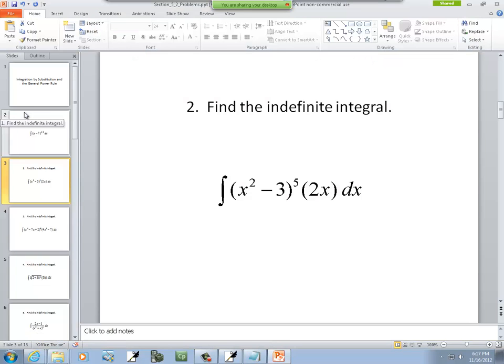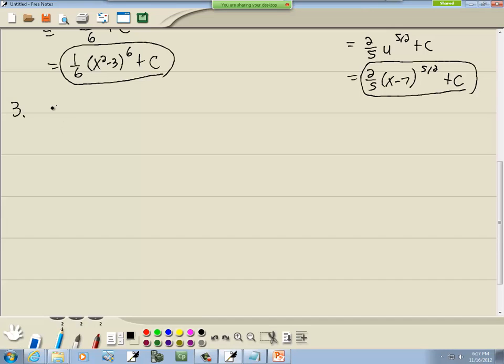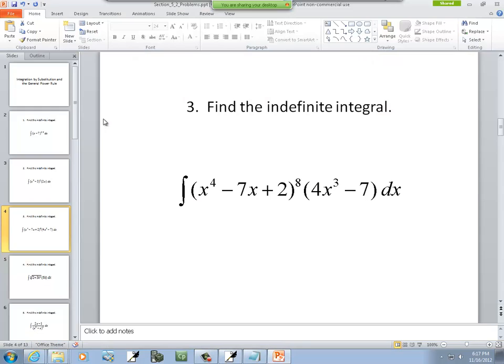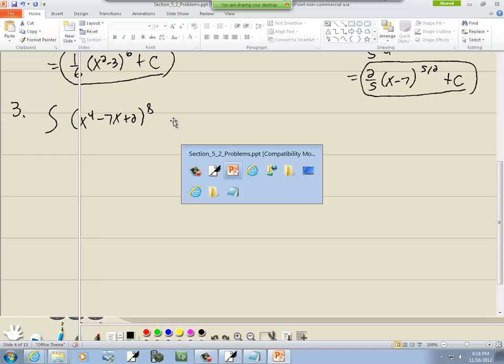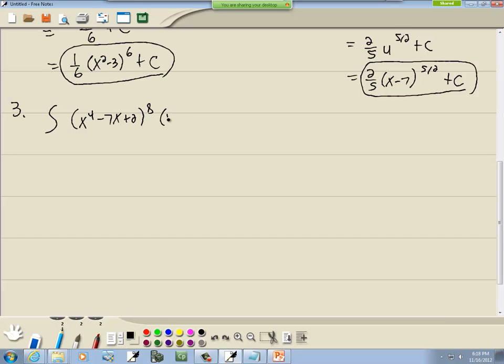Okay, number 3. We got the integral of x to the 4th minus 7x plus 2 to the 8th power times 4x to the 3rd minus 7 dx. Okay, we're going to remember our guidelines. If we have parentheses to a power, we let u equal to what's inside the parentheses. So u is equal to x to the 4th minus 7x plus 2.